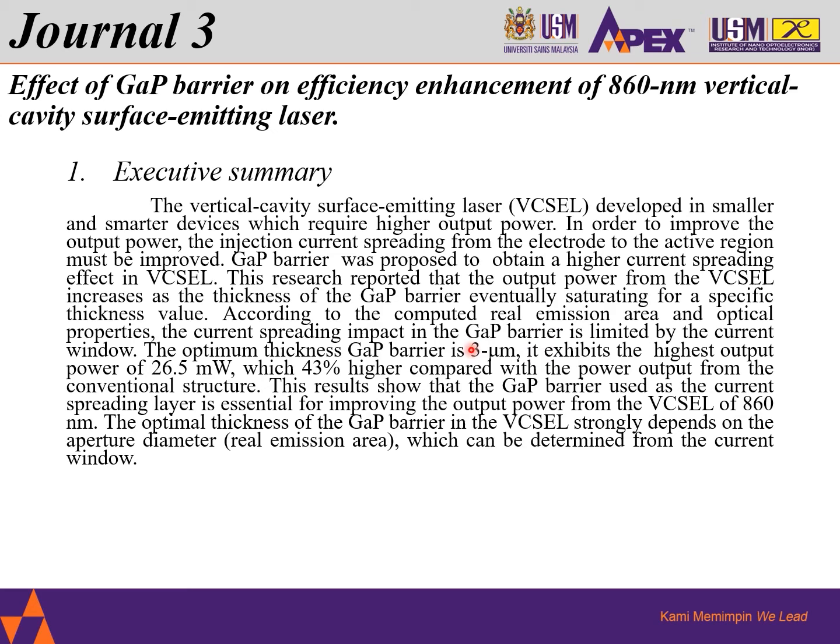At this 3 micron, it exhibits the highest output power of 26.5 milliwatt, which is 43% higher compared to the output power from the conventional structure. So this result shows that the gallium phosphide barrier used as the current spreading layer is essential for improving the output power of the 860 nanometer VCSEL. The optimal thickness of the gallium phosphide barrier in the VCSEL strongly depends on the aperture diameter, which is also known as the real emission area, which can be determined from the current window.